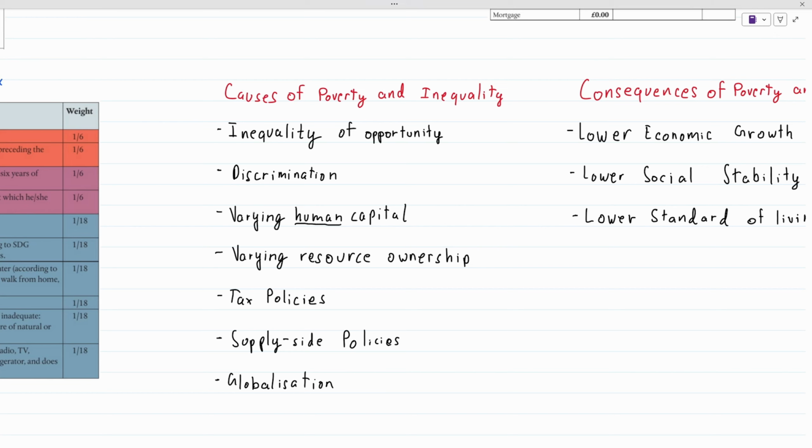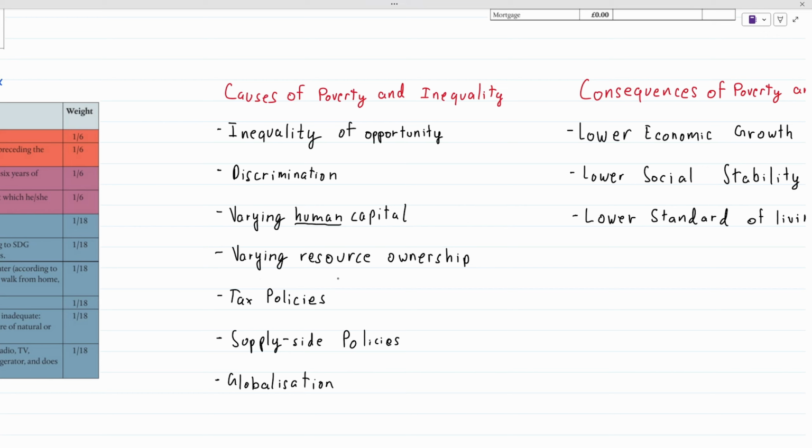Obviously, the ones with higher human capital will have a better potential to land higher paying jobs, whereas the ones with lower human capital will not have those opportunities. And this further leads to inequality. The next one is varying resource ownership.